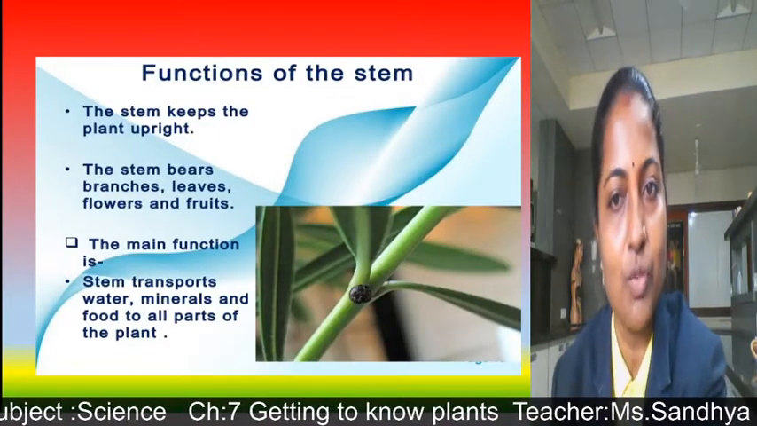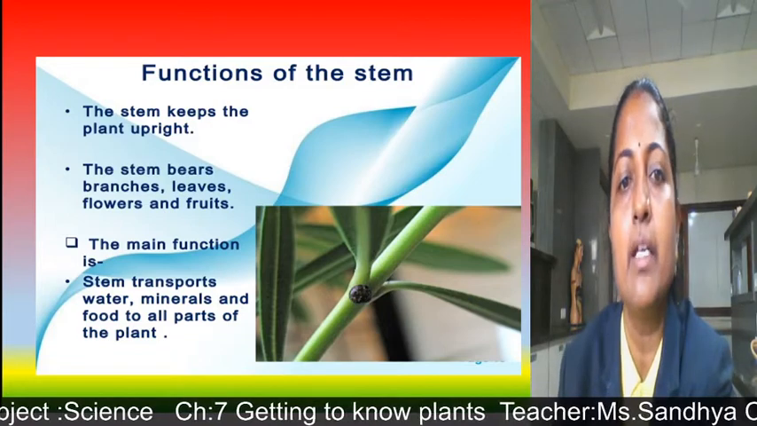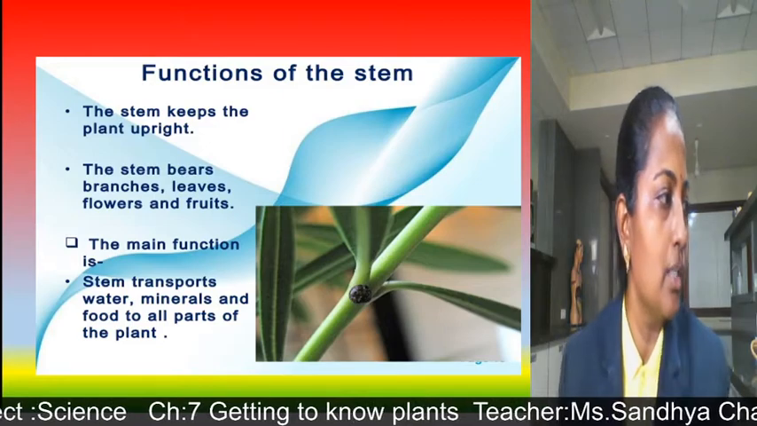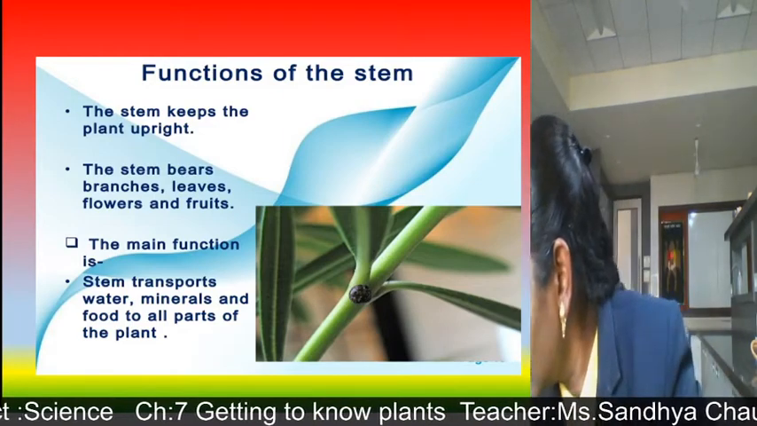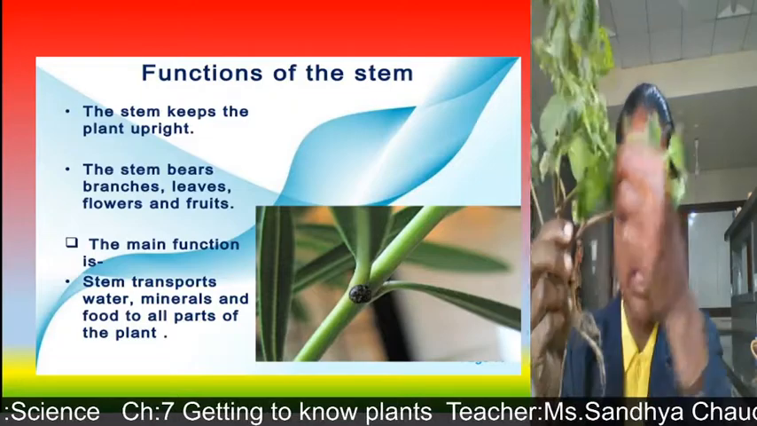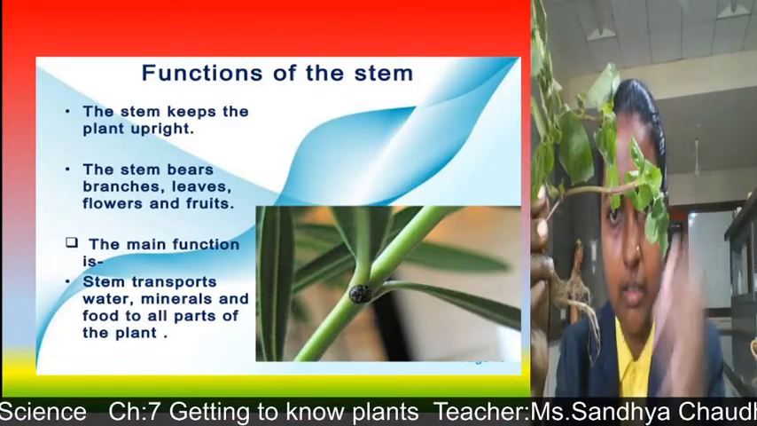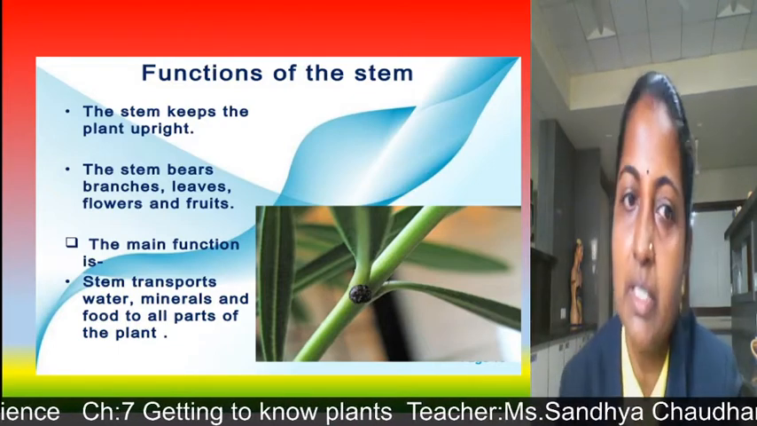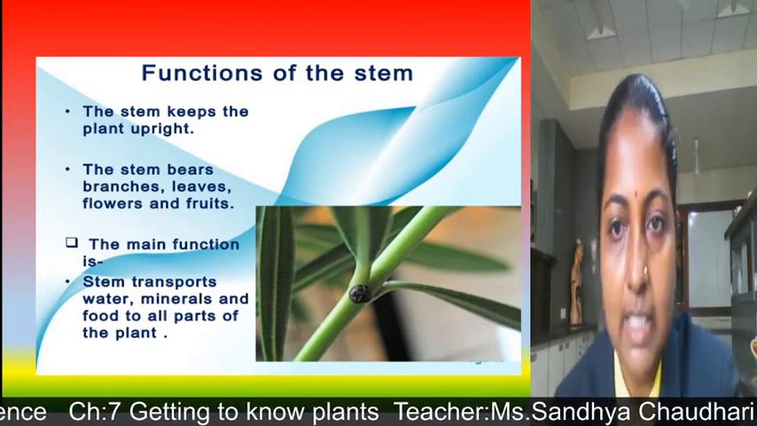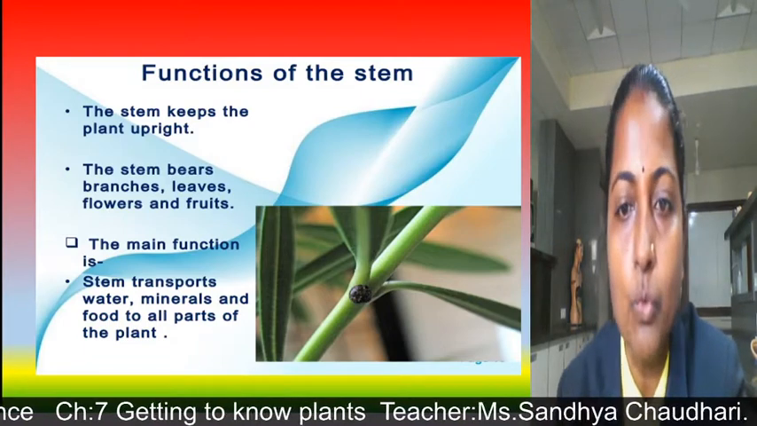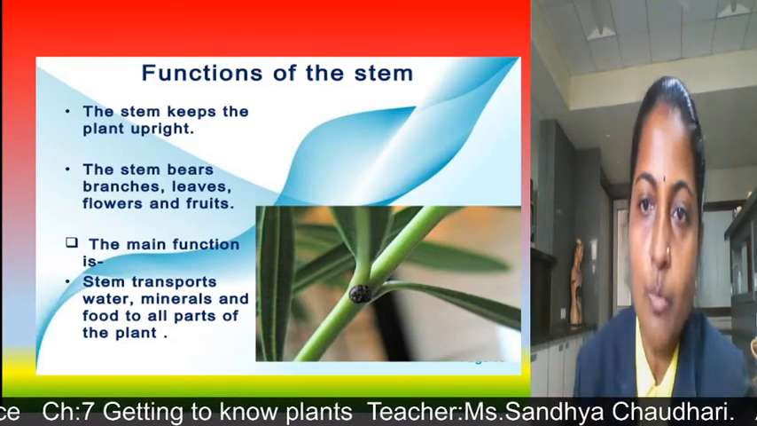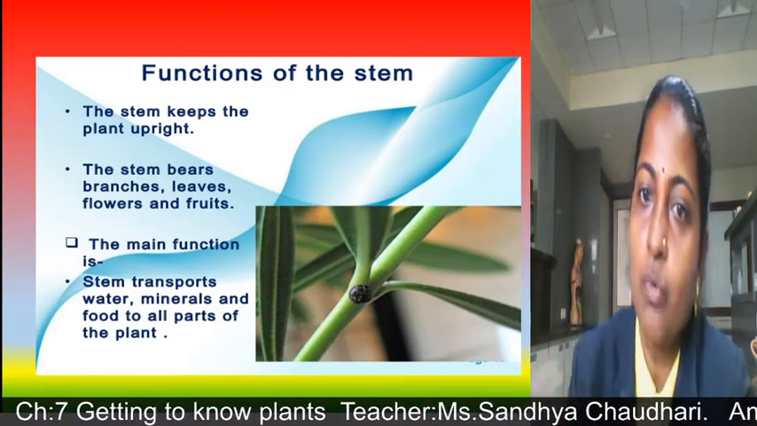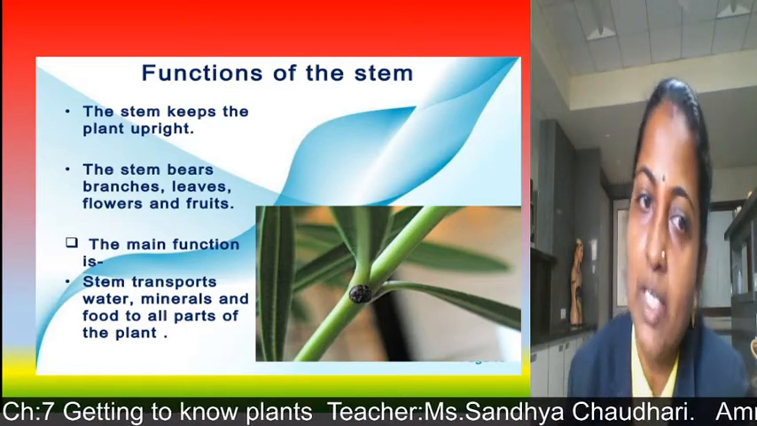Now we will see about functions of the stem. The stem keeps the plant upright. The stem bears branches, leaves, flowers and fruits. Here you can see, if you take any plant, it can bear branches, then fruits, flowers. The main function is that the stem transports water and minerals and food to all parts of the plant. See the difference between the function of root and stem. Root absorbs water and minerals from the soil, but stem transports water and minerals and food to all parts of the plant.